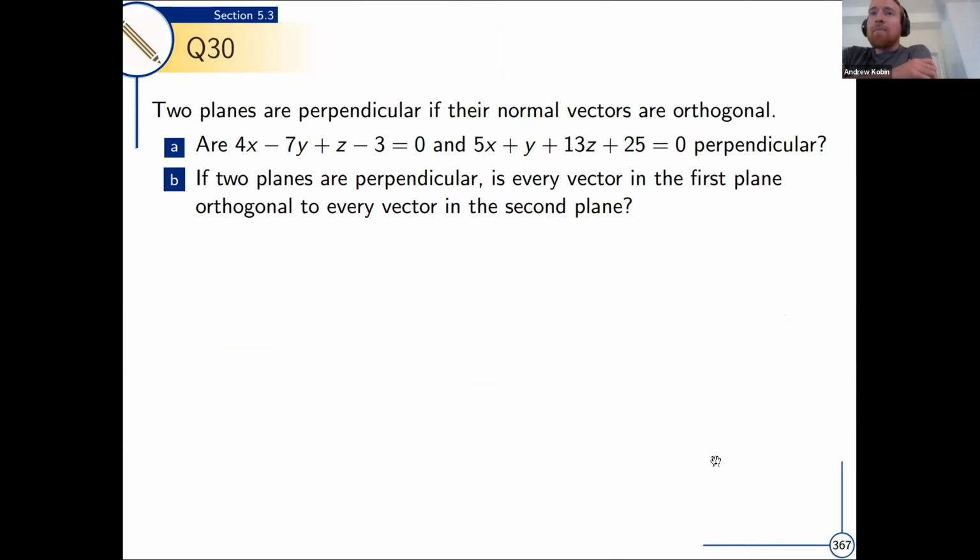Here's one problem that we'll do together in the classwork, but you can work on this on your own before coming to class. If two planes are perpendicular, we can tell that that's true if their normal vectors are orthogonal or perpendicular to each other. And here are two planes that we can test this out on. Are these two planes perpendicular? And then there's a follow-up question B about general planes that are perpendicular and what we can tell about vectors in those planes.